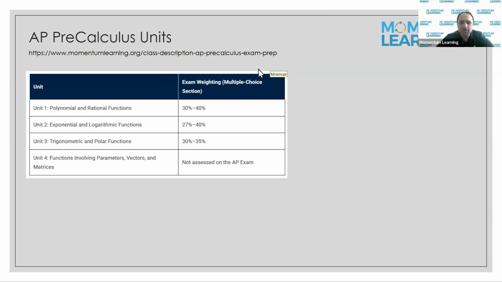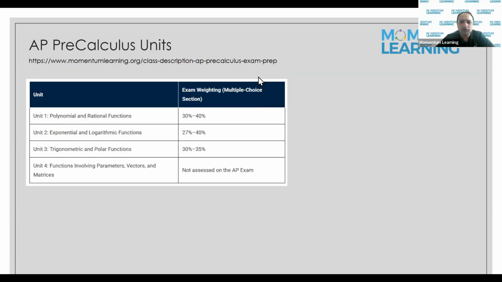Okay, there's a question in the chat. Unit 3 says trigonometric polar function, will other course specials be tested? No, only polar coordinates are going to be included.